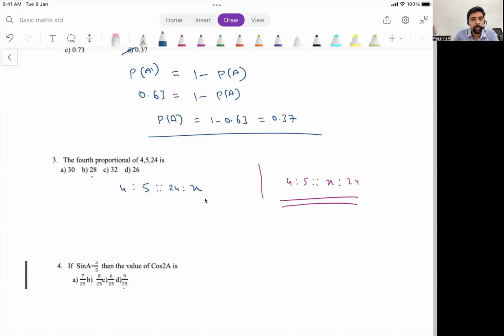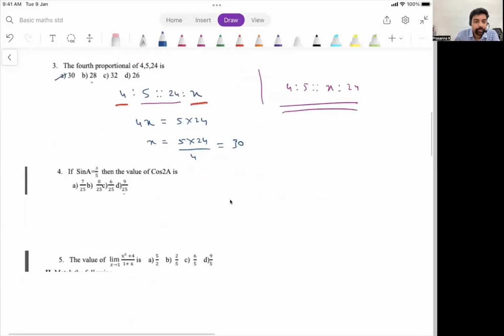Now apply the proportion properties. Product of extremes will be equal to product of means. Here the extremes are 4 and x, and the means are 5 and 24. Therefore 4 into x is 4x equals 5 into 24. Therefore x equals 5 into 24 divided by 4. You will get 30. Therefore option A.